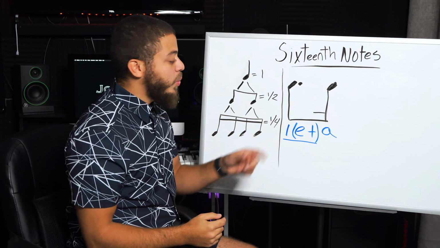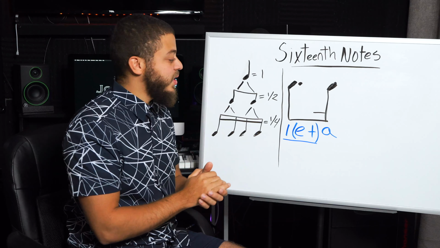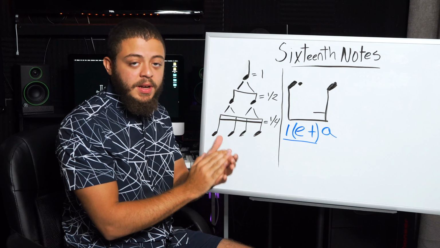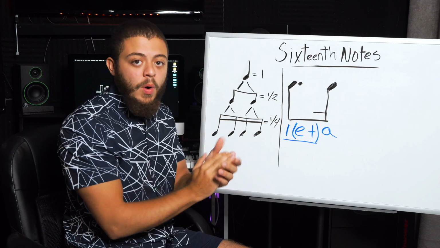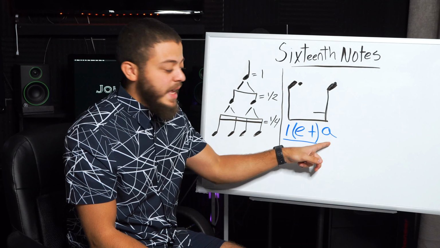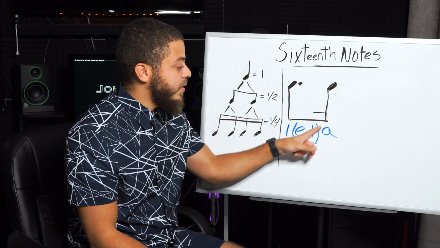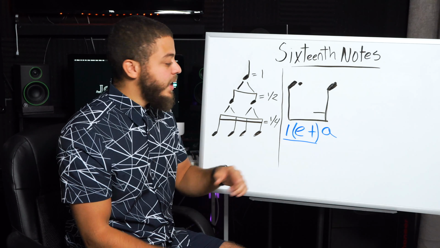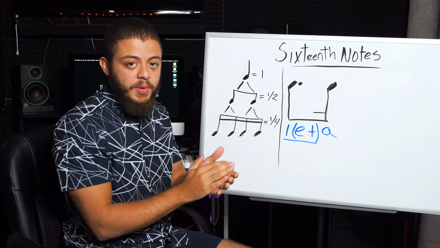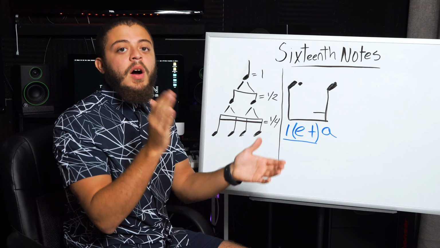So the way we count this variation is going to be 1, 2, 3, 4, 1. We have to wait till the very last second in order to say the last beat of the 16th note, which is the a beat. I'm going to go ahead and count it again. 1, 2, 3, 4, 1.